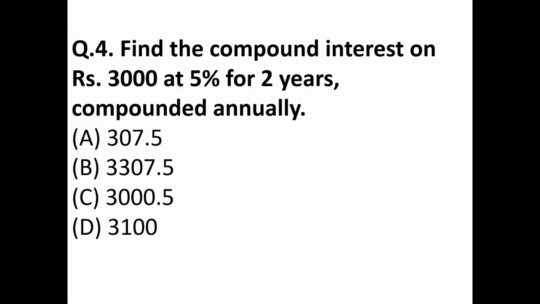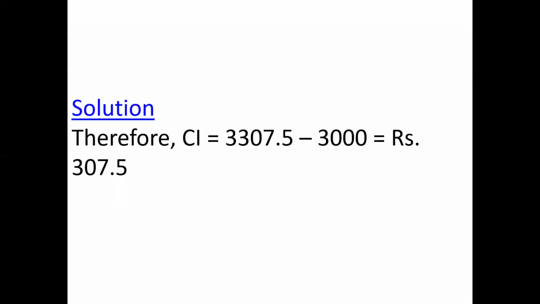Next option is 3307.5. Next option is 3000.5, and the last one is 3100. Okay, so let's check the answer. CI equal to 3307.5 minus 3000, that will give you rupees 307.5.